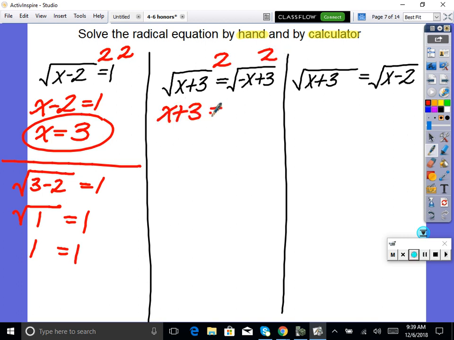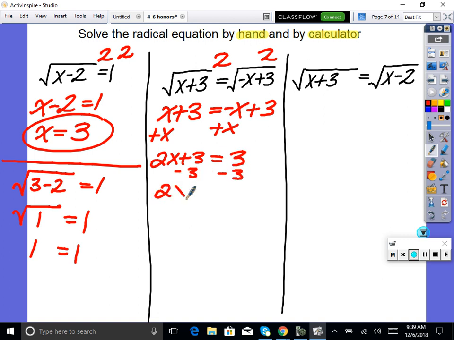So we would have x plus 3 equals -x plus 3. So now solving for x, we'd add x, wouldn't we? 2x plus 3 equals 3. So then we'd subtract 3. 2x equals 0. So x equals 0.